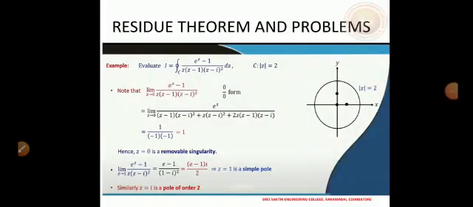So for instance, we want to evaluate this integral, e to the power z minus 1 divided by z, z minus 1 and z minus i, over the contour where the absolute value of z is greater than 2. So the singular points are z equal to 0, z equal to 1, and z equal to i. These are all the three singular points of this integrand.